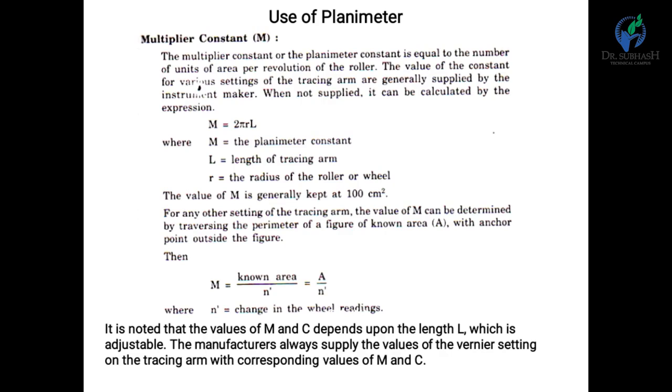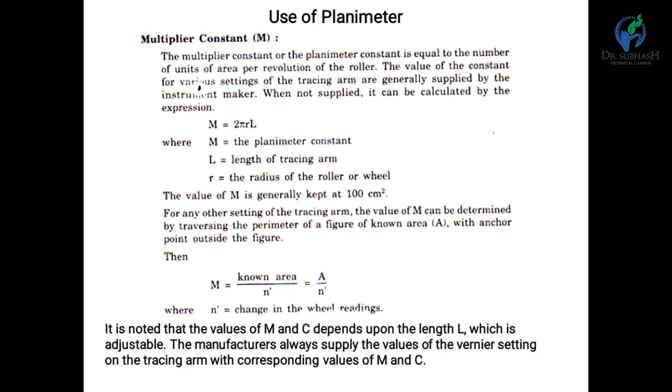Now, how can we find out the multiplier constant? For finding the multiplier constant, there are some formulas. So, M is equal to 2 pi r L, where M is the multiplier constant, L is the length of the tracing arm, and r is the radius of the roller. The value of M is generally kept at 100 centimeter square, or it is supplied with the instrument.